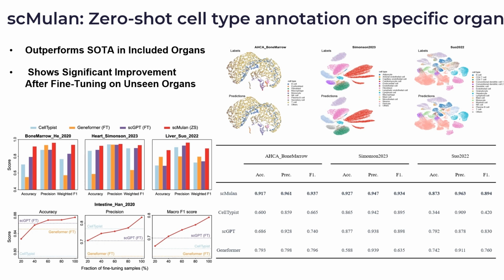single-cell Mulan performs slightly less effectively with limited fine-tuning data, but it is highly sensitive to the amount of fine-tuning data. As the sample size increases, its performance improves significantly. This highlights single-cell Mulan's strong scalability and flexibility in handling different tasks, especially when sufficient fine-tuning data is available.